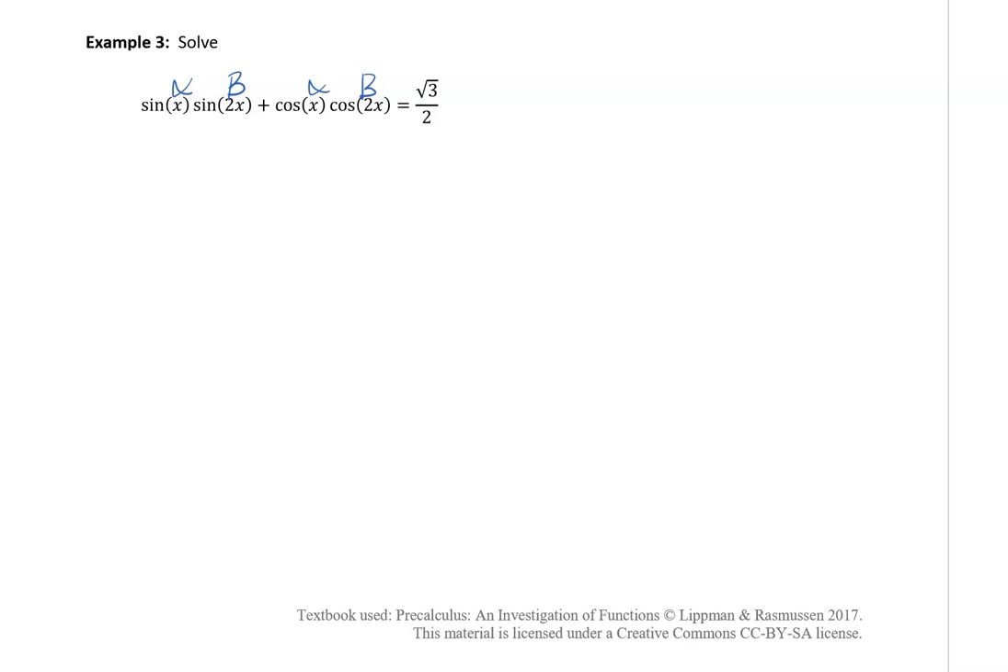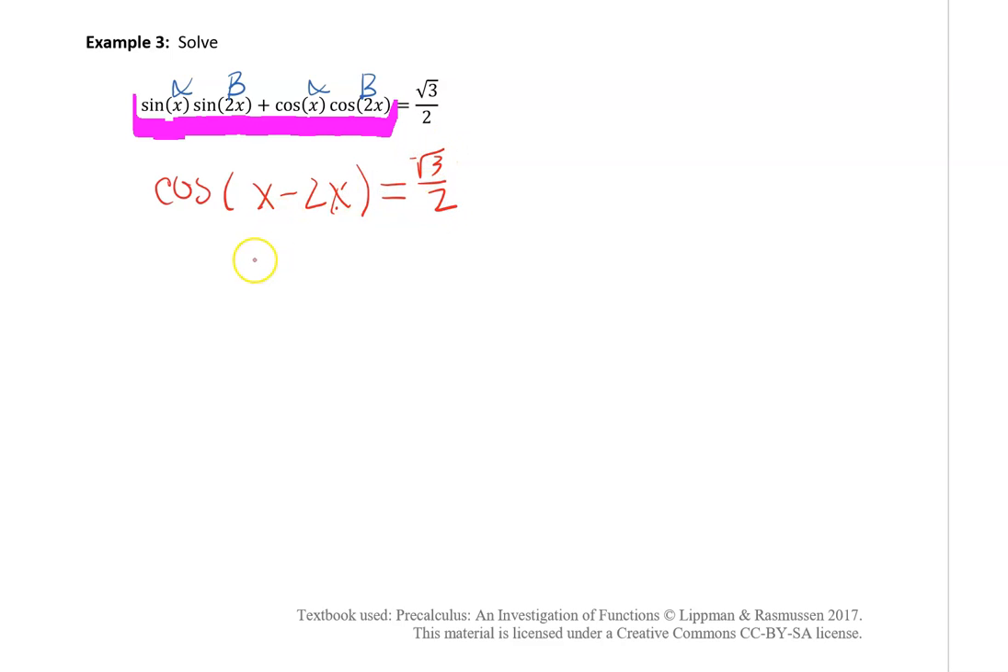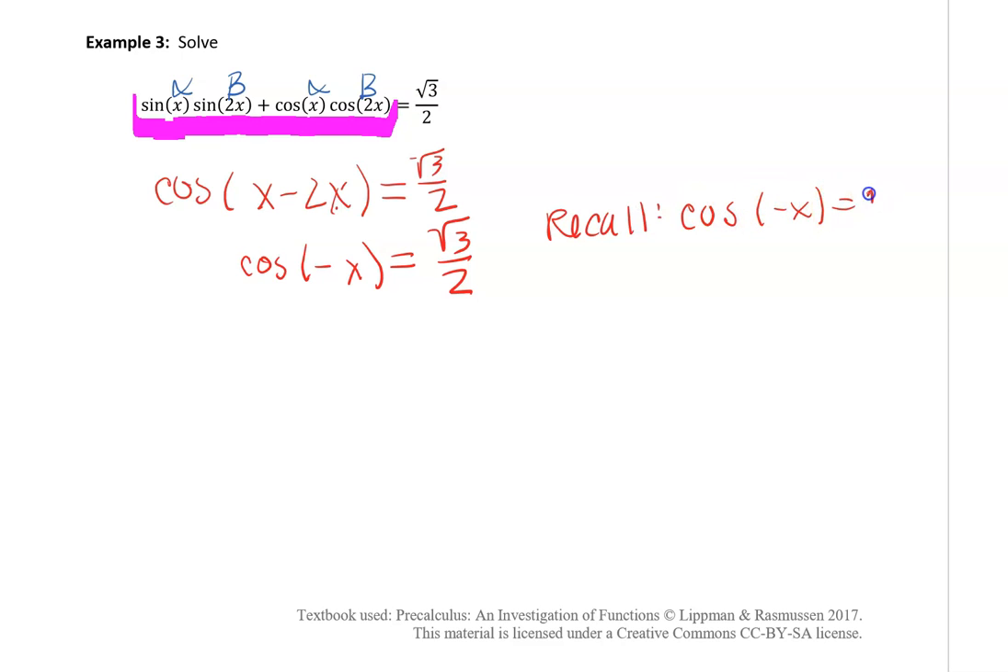And so instead of this whole piece, let's simplify that. That would be equal to cosine of alpha minus beta, so x minus 2x, is equal to square root of 3 over 2. X minus 2x, that's cosine of negative x, so square root of 3 over 2. And we know from that first box that we did, recall, cosine of negative x is equal to cosine of x, so I can make that substitution.